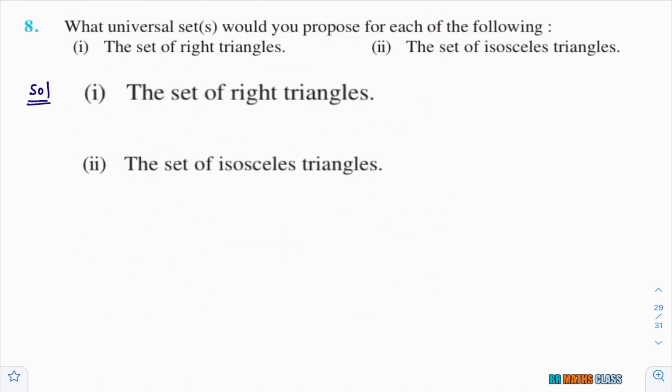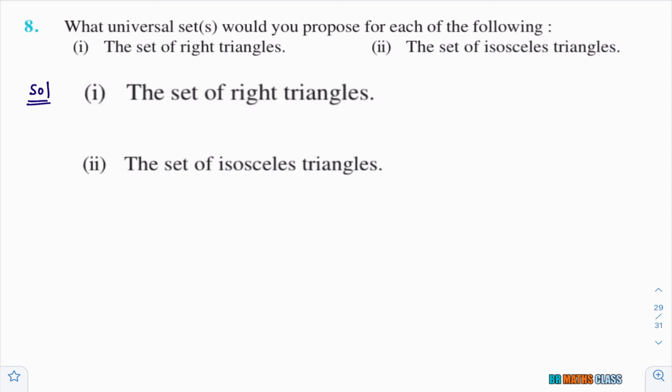Please see this eighth question. What are they asking in the eighth question? What universal set would you propose for each of the following? You quickly recall the definition of universal set. Just go back and check the definition of universal set. A set which consists of all the sets or all the elements under consideration is called the universal set.